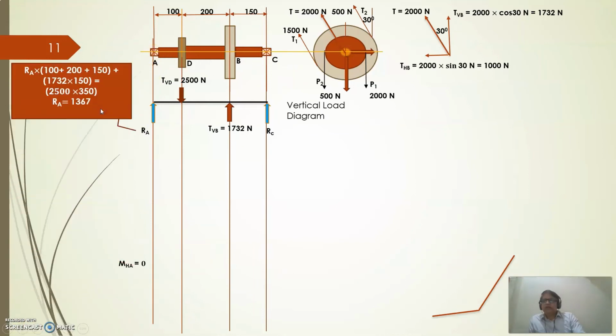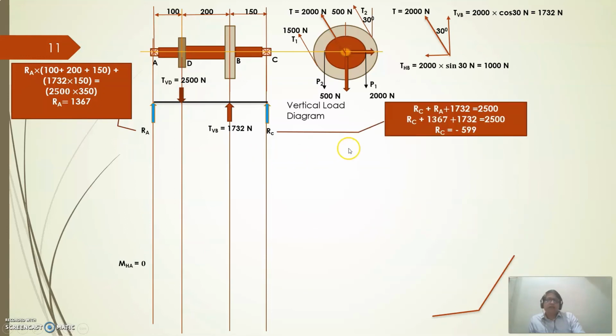We can find the reactions by taking the moment about C. The moment about C is RA into this distance. RA is acting clockwise, right? So RA into (100 plus 200 plus 150), plus 1732 into 150 clockwise, is equal to 2500 into 350 anti-clockwise. If you equate it, you get RA equal to 1367, right?